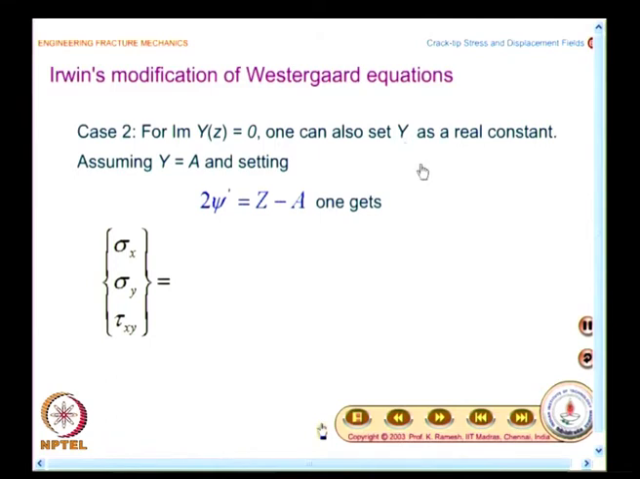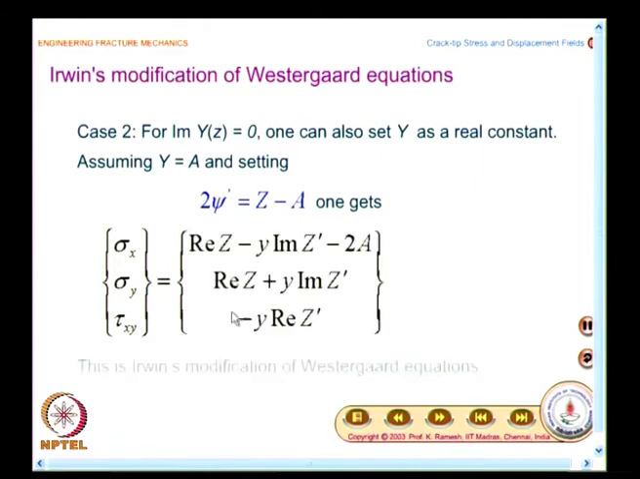If I have to get the Irwin solution, you take capital Y equal to A and set 2 xi prime equal to capital Z minus A, then one gets sigma x, sigma y, tau xy in this fashion. I get real part of capital Z minus y imaginary part of capital Z prime minus 2A. This will explain the additional stress term sigma naught x, and sigma y and tau xy are very similar to what you had obtained in the conventional Westergaard solution.